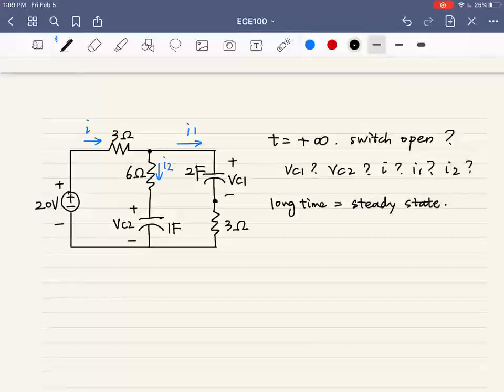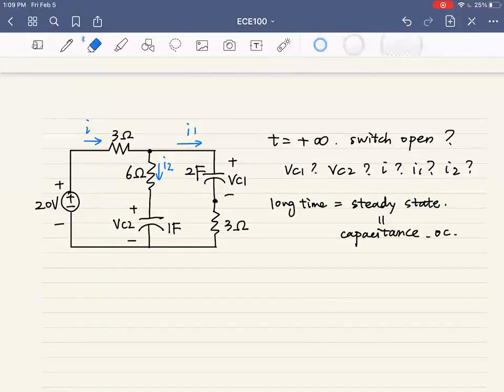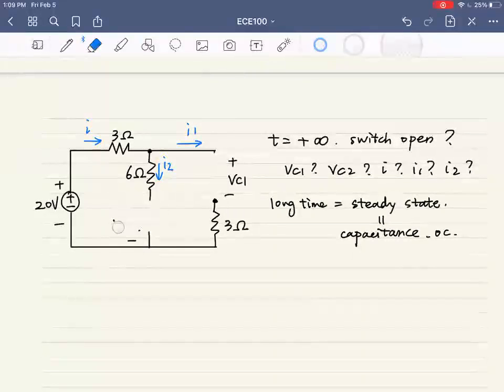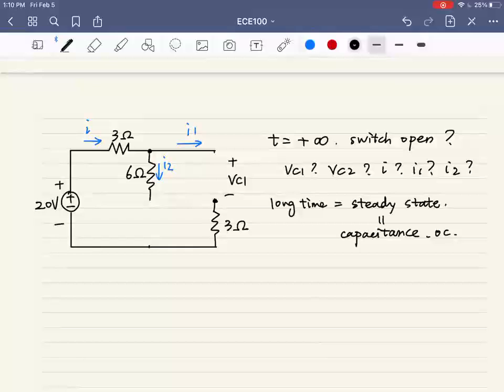And if the circuit is in steady state, we know that capacitance acts like an open circuit, right? So we can basically remove capacitance. And what is it? Clearly, the currents will be 0. You are correct.